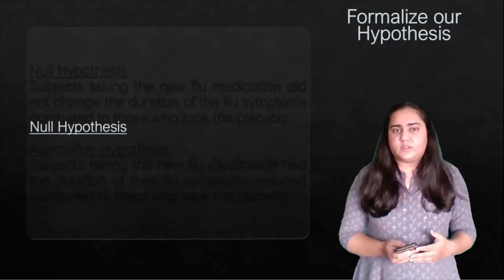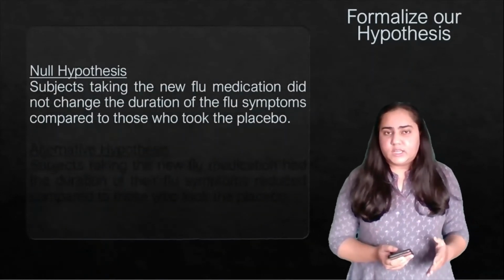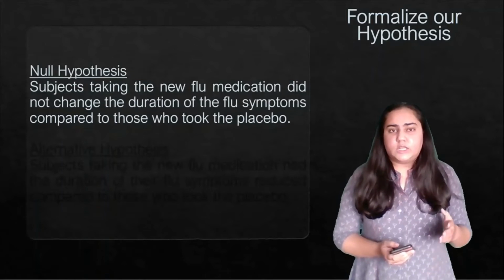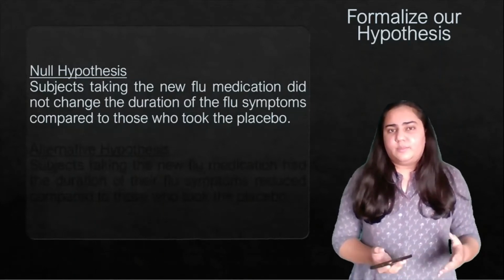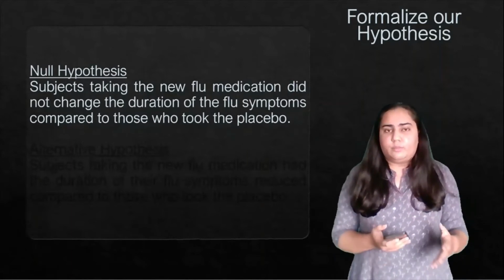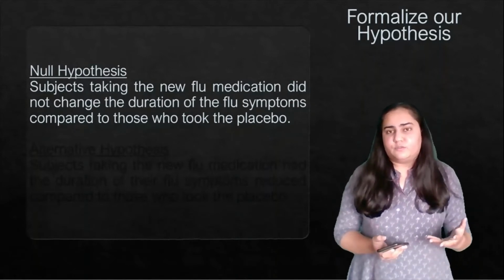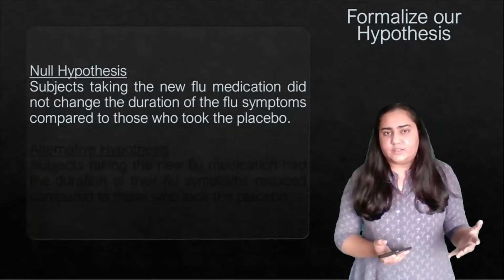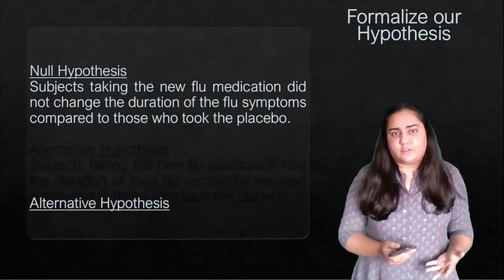Now let's formalize our hypothesis. So the null hypothesis is this. Subjects taking the new flu medication did not change the duration of the flu symptoms compared to those who took the placebo, which means the fake pill. So the null hypothesis says that both the control group and the treatment group experienced flu symptoms for an equal number of days, and that means the medication was not effective.